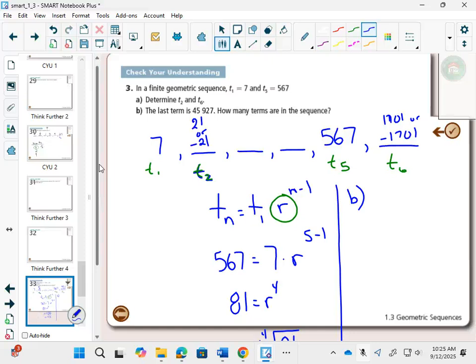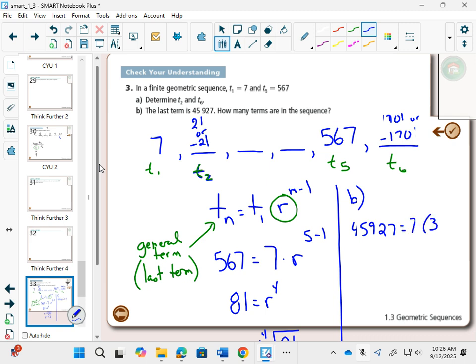So again, in our general formula, this Tn is a general term. It can find any term you want, and a lot of times, the term that you want to find is the last term. And that's what's happening in part B. So I know the last term, even though I don't know n, I can plug in 45,927.